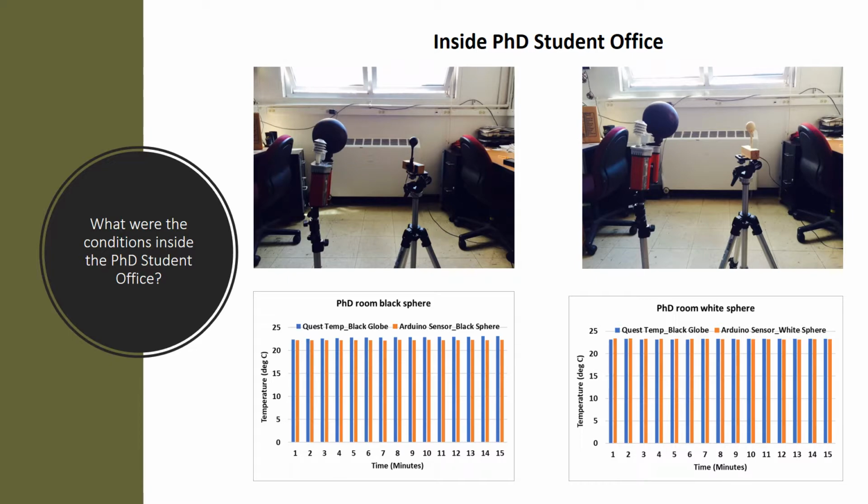The PhD student office was lit by a south-facing window. The window sashes were open to allow for outside air. The sun was in the southwest direction and not in the window view while the readings were recorded. Readings were recorded at 1 minute intervals for 15 minutes. Here too, it can be observed from the graphs that compared to the black globe Arduino sensors, the white globe Arduino sensors recorded values closer to the black globe temperature sensor of the QuestTemp heat stress monitor.